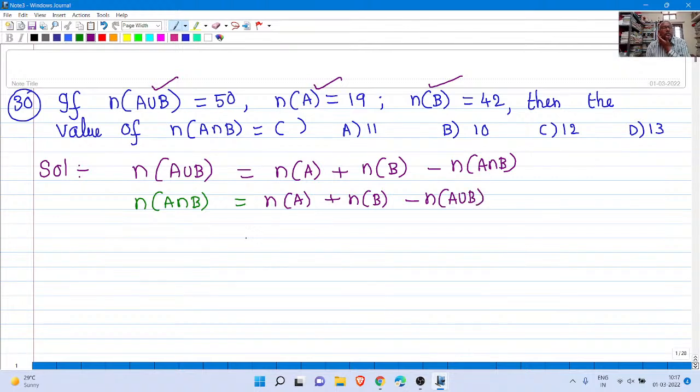So this is equal to, sorry, n of A, one minute, let me write. n of A is 19, n of B is 42, minus 50. So 19 plus 42 minus 50, we will be getting 11. So the answer is 11.